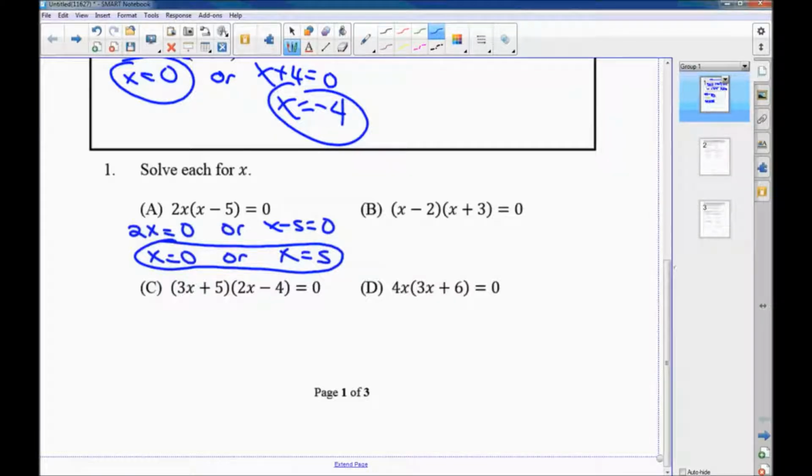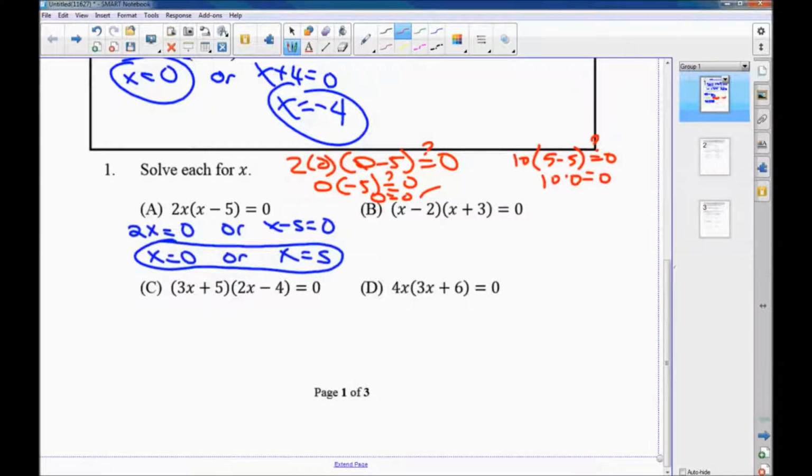Okay, so once again, I'll plug them back in just to show. So we're going to say 2 times 0, 0 minus 5 equals question mark 0. So this would be 0 times negative 5 equals question mark 0, and that definitely works. And the other way, we have 2 times 5, which is 10, and then 5 minus 5 equals 0 question mark. So that's 10 times 0 equals 0, or 0 equals 0, which also works. So both of these work, because they make one of those two expressions that are being multiplied be 0.